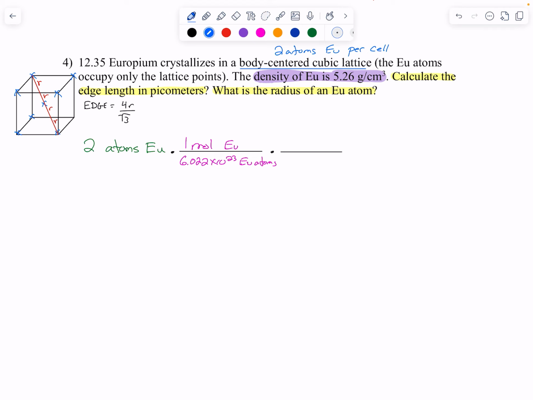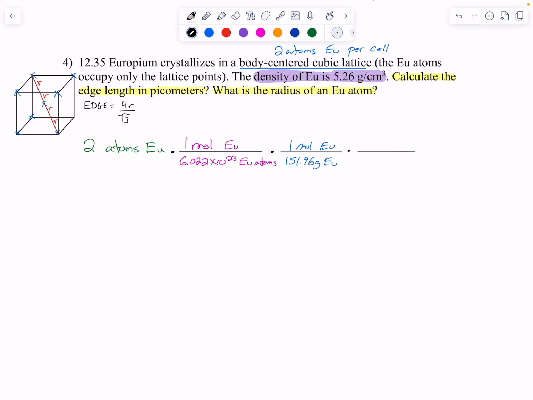Europium is, I can't see it on my table, 151, I got 151.96. Yeah, 151.96. That's what I got on mine. All right, if you just have 152, go ahead and use it. That's okay too.